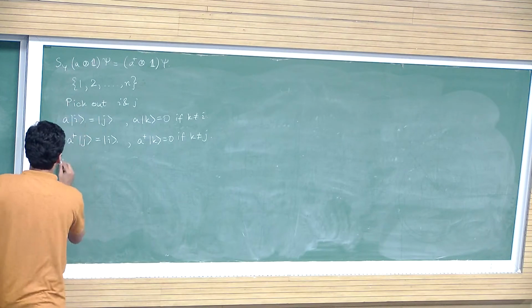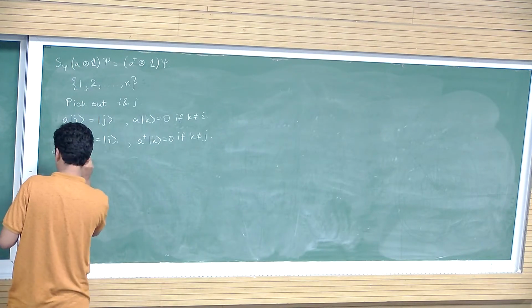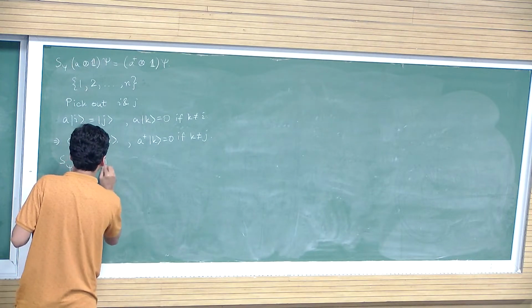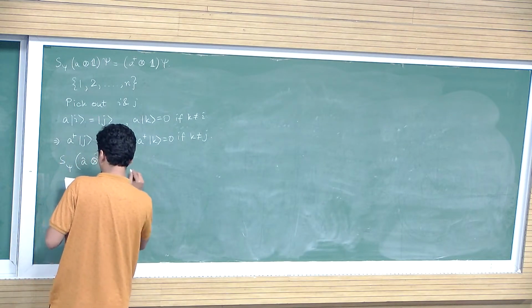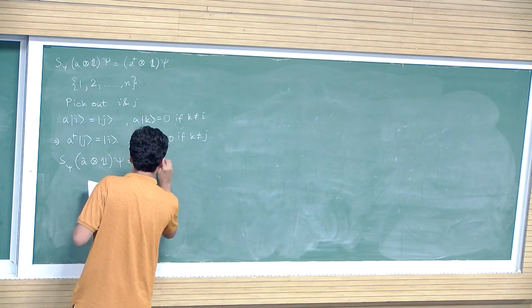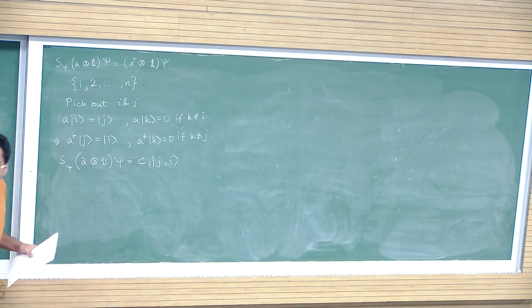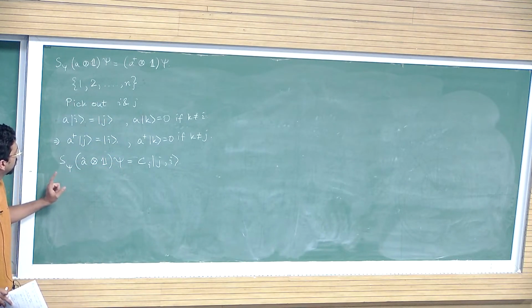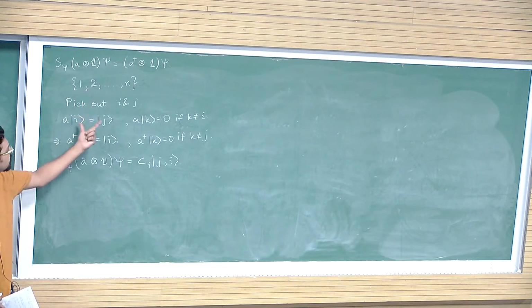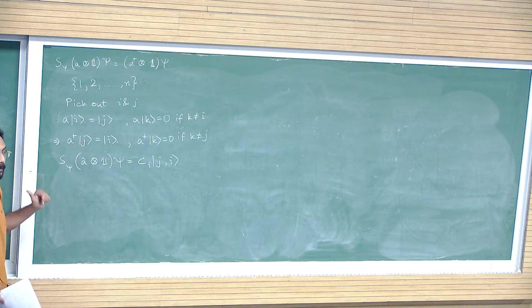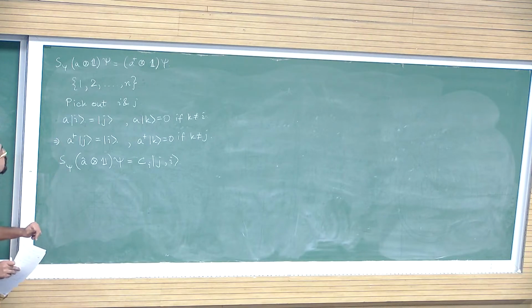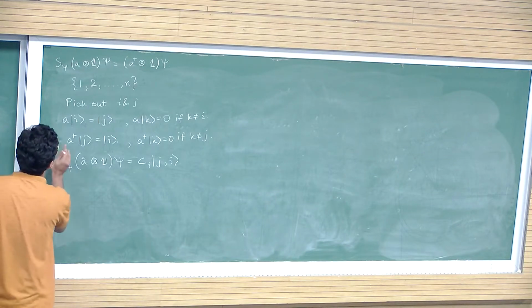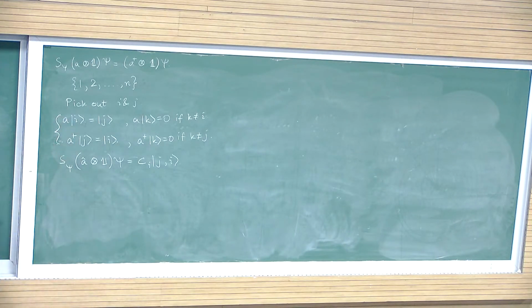So the action now of S of psi, acting on a generic psi, gives you Cij comma I. The I's and j's are labeling the basis from 1 to n, and this is how I have defined the action of my operators A and A dagger. I'm trying to determine what S of psi is. This is the action of A and its adjoint.